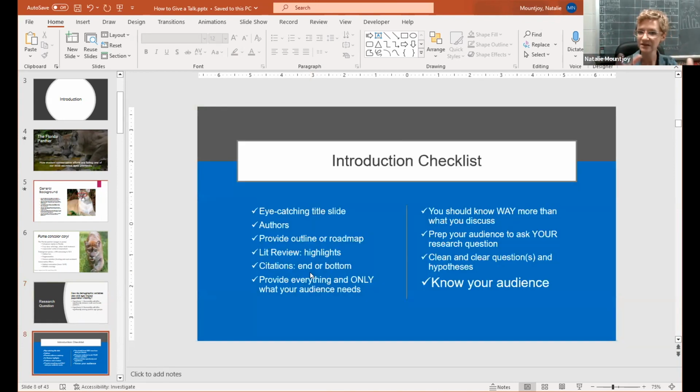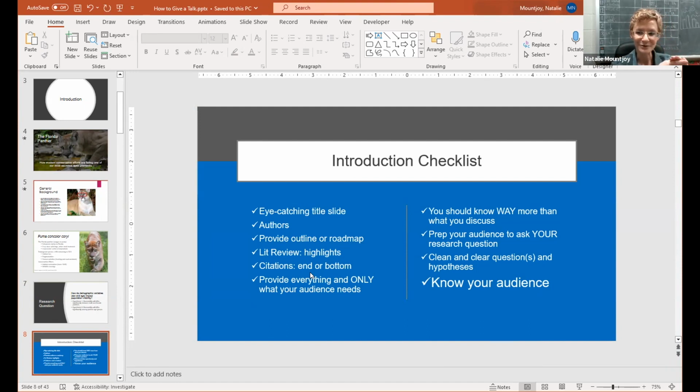This next slide is really just a checklist for you guys to go through when you're putting together your introduction. We talked a little bit about that eye-catching title slide. Make sure you're paying attention to the authors that need to be included here. Did you work with a group? Did you work by yourself? Should you include your lab mentor or lab assistants? All of those good things need to be taken into account. Be sure you provide a roadmap for your audience.